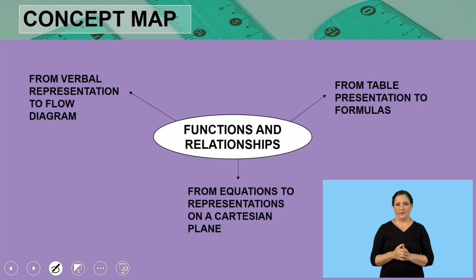So let's look at the concept map for our lesson today. Our focus being functions and relationships, we are going to be looking at 3 points. That is from verbal representation to a flow diagram. Then we are going to be looking at from a table representation to formulas. And then lastly, we are going to be looking at from equations to representations on a Cartesian plane.